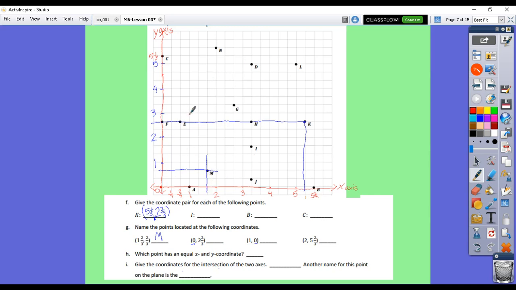So which of their points has an equal x and y? Okay, well, J here, that went over 3 1/3, but it only went up 1/3. So those aren't, the x and the y have to be equal. So an example of that might be 2 2/3, comma, 2 2/3.